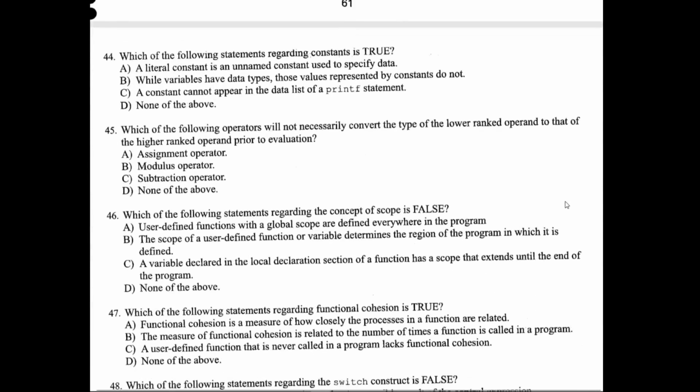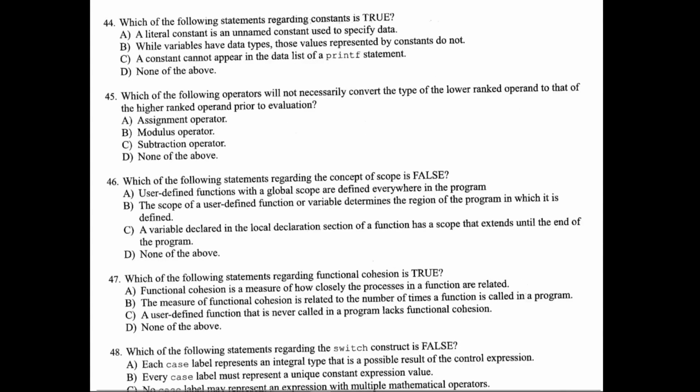All right, moving on to the last set of questions. We have a few more true-false statements. Which of the following statements regarding constants is true? A literal constant is an unnamed constant used to specify data. A literal constant is anytime you write just a plain number in your code, you don't have a name for it or anything like that. It's not defined as size in uppercase or anything like that. So that is actually true.